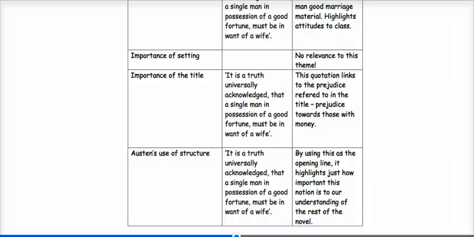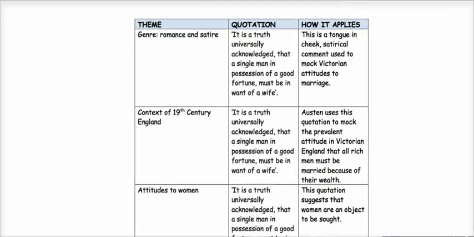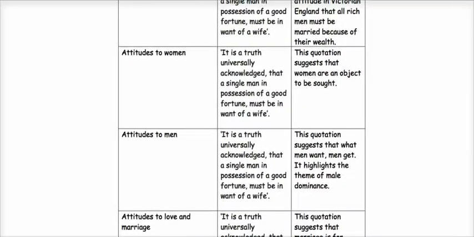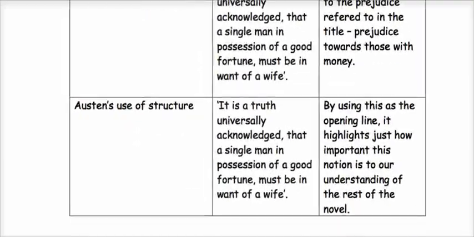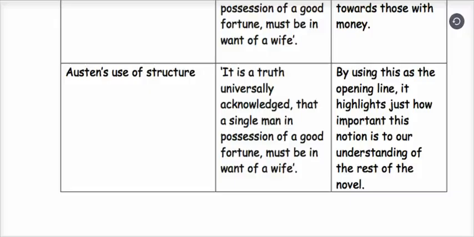So the importance of setting. You know, Pride and Prejudice is a text that doesn't have a lot of symbolism in it. But one of the examples of symbolism is found in the description of Pemberley, the description of where Mr. Darcy lives. And there's a quotation that is used to describe Pemberley that is a great quotation when it comes to the description of setting.